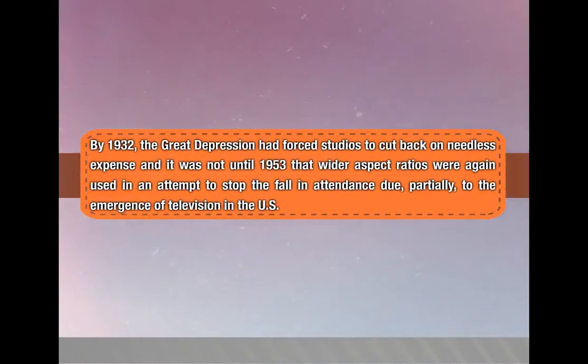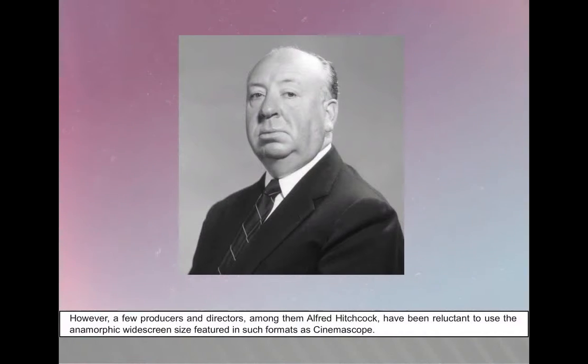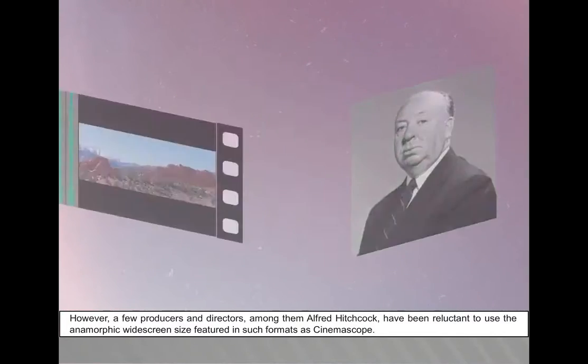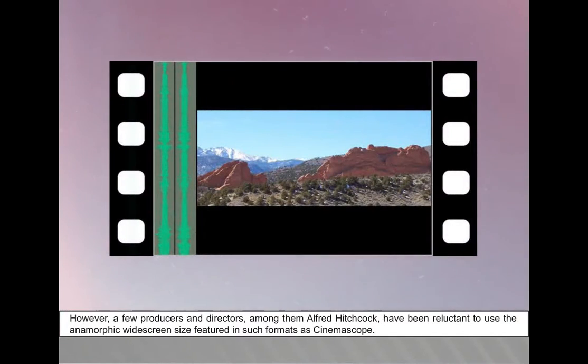By 1932, the Great Depression had forced studios to cut back on needless expense, and it was not until 1953 that wider aspect ratios were again used in an attempt to stop the fall in attendance due partially to the emergence of television in the US. However, a few producers and directors, among them Alfred Hitchcock, have been reluctant to use the anamorphic widescreen size featured in such formats as CinemaScope.